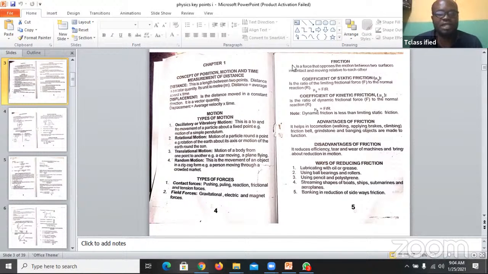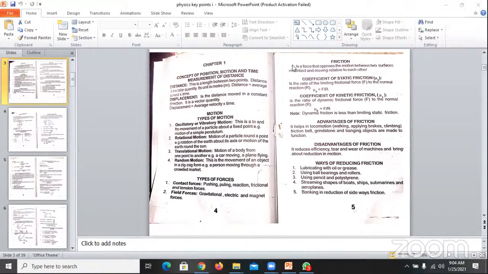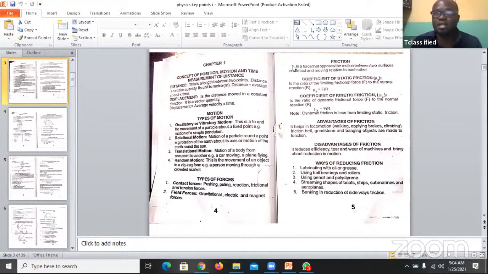Examples of contact force are push. When you push something, you have to be in contact with it. Pulling, when you're pulling something, you have to be in contact. Reaction force, frictional force, and tension forces. All these are examples of contact force. Whereas examples of field force are gravitational force, electric force, and magnetic force. Because for there to be magnetism, the metal and the magnet don't have to be in contact. Once they are close, the magnetic force will drag it. Such forces are known as field forces, okay?